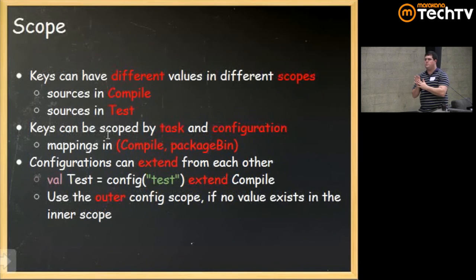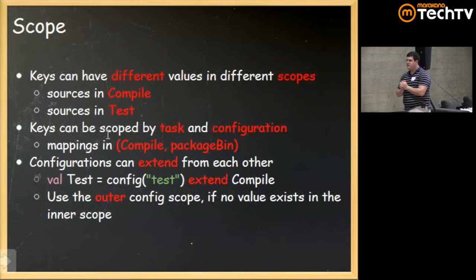Right, keys can also be scoped by a task. So this is a very interesting addition in SBT. The one that I know that's specifically done with this, SBT will generate a jar file for your sources. It will generate a jar file for your classes, the binary, and it will generate a jar file for your Scala docs, right? And the package command can do that.